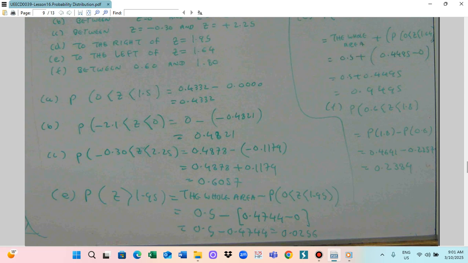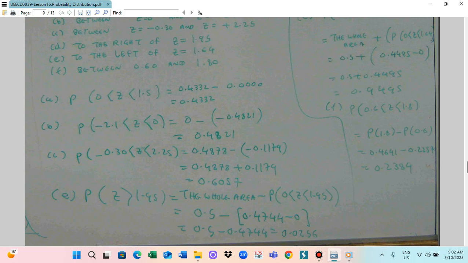Now E. To the right of Z equal to 1.95. So 1.95. So this means P of Z greater than 1.95. Right means the greater, left means the smaller. So to the right of Z equal to 1.95 means the probability Z is greater than 1.95. In this case, the formula is the whole area minus the probability between 0 and 1.95.